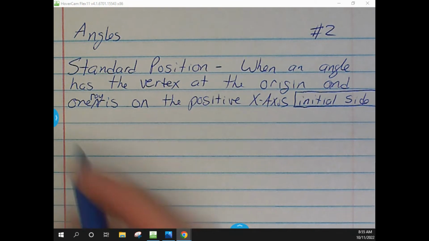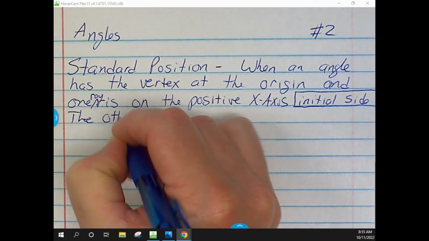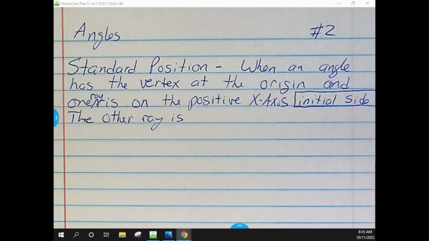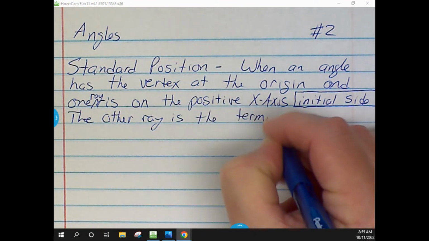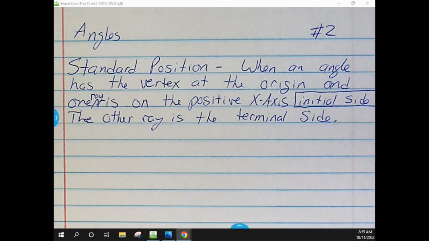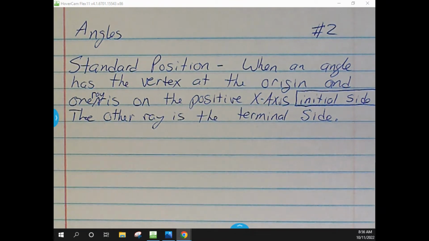The other ray can be anywhere. So they don't say where it is. They're just going to say the other ray is called the terminal side. Okay, it's the ending point. It's where you're going to go. It's where you're going to stop to kind of go through this thing.